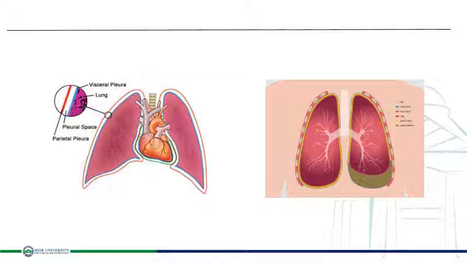This space is a potential space which, number one, contains a small amount of serous fluid not exceeding 0.1 to 0.2 milliliter per kilogram of body weight. This serous fluid lubricates the respiratory movements throughout the respiratory cycle. Number two, this space has a subatmospheric pressure, which means the pressure within this space is lower than that of air entering into lungs. Thus, the negative pressure within this space facilitates lung inflation during the inspiratory phase of respiratory cycle.